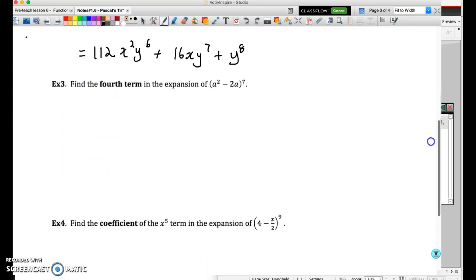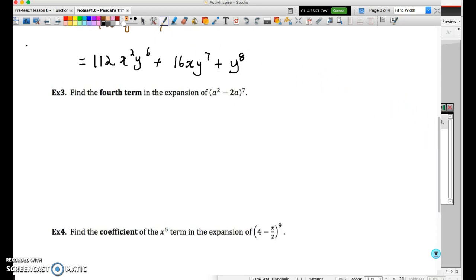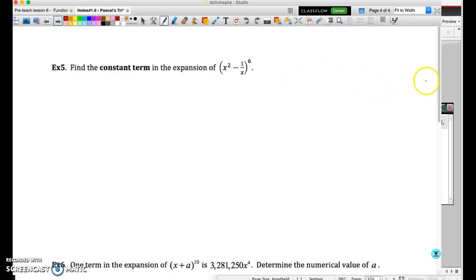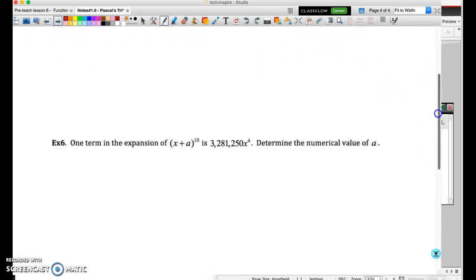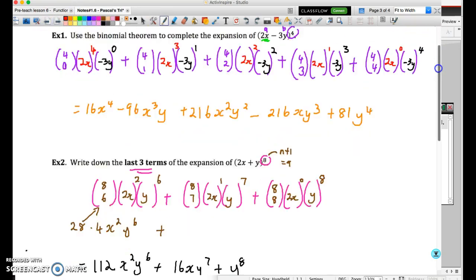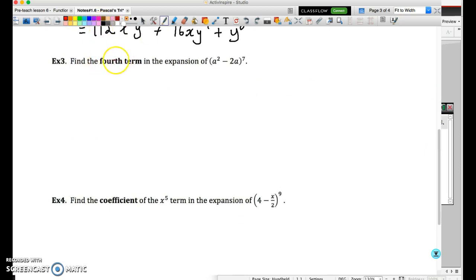All right, and so what we'll try to do for these is I'm just going to focus on setup again, and I'll go through the setup of the next 4 examples, and then I'll pause the video and then just write in the answers for you. Okay, so this time we're focusing on the 4th term.